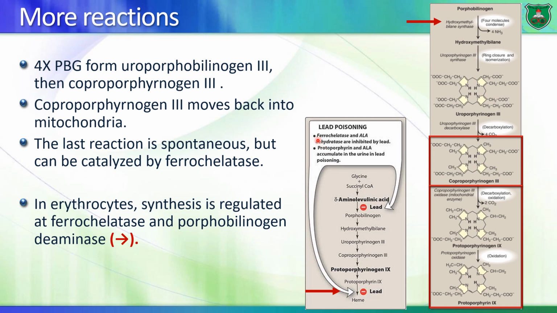What's important is that there are two reactions that are important. The first one is catalyzed by ALA synthase, and the other one is the last step, catalyzed by ferrochelatase. Both of these reactions are inhibited by lead. That's one reason why lead is toxic to humans.